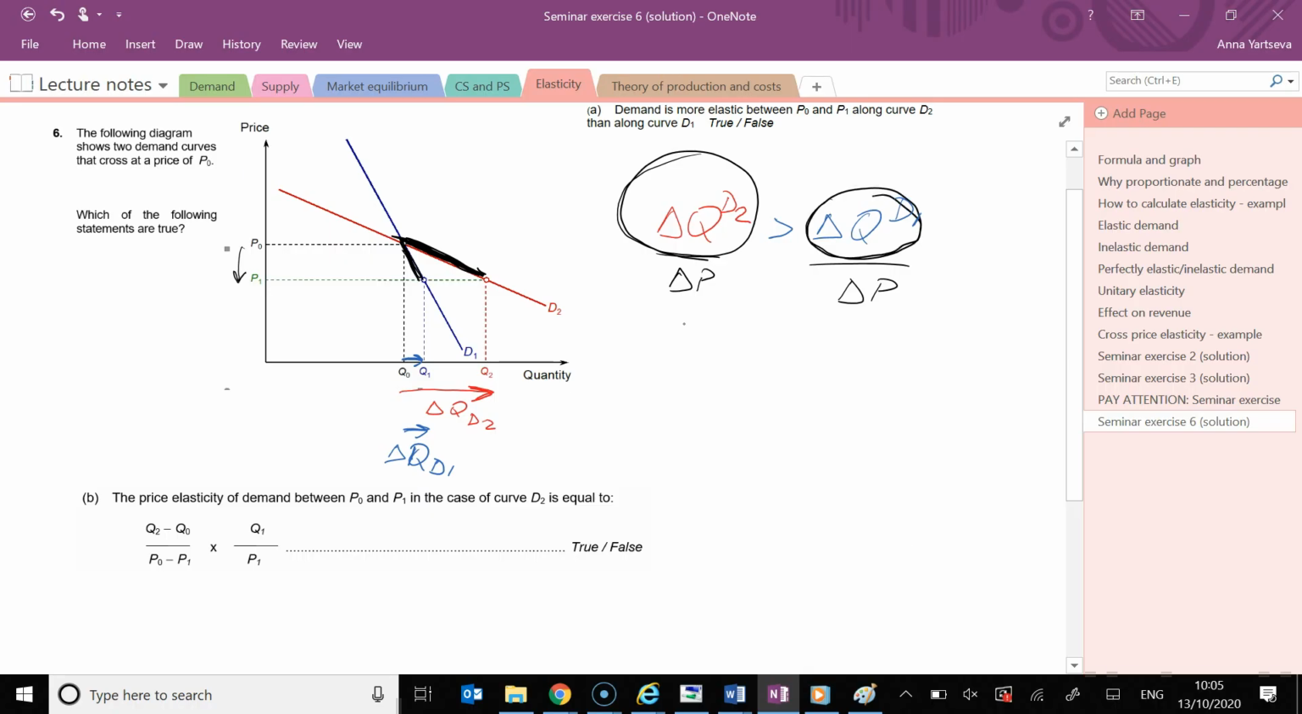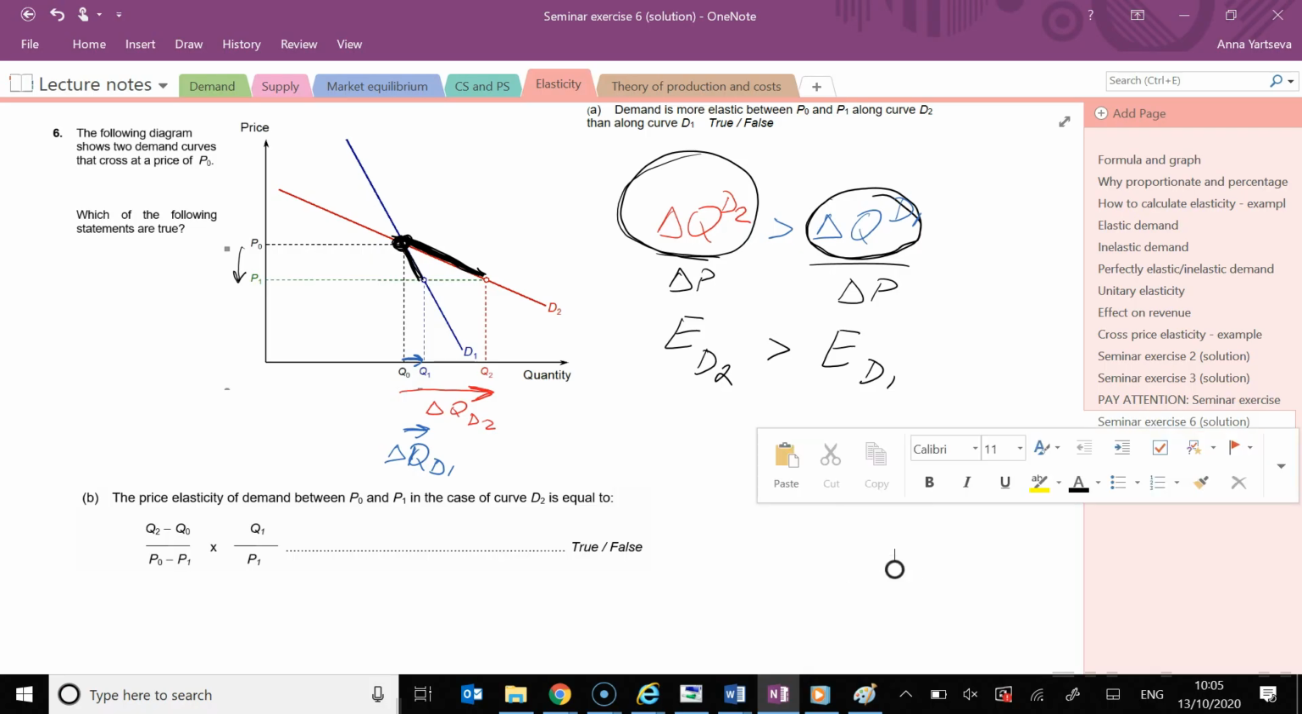And as a result, of course, the value of elasticity for demand 2 will be larger than the value of elasticity for demand 1. We're relating to the same point. Our starting basic original quantity and price is the same, but quantity increases by significantly more along the red line. So when we start at the same point, the red line, the flatter line, will have more elastic demand.